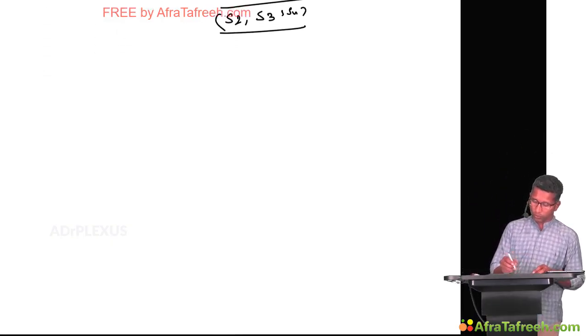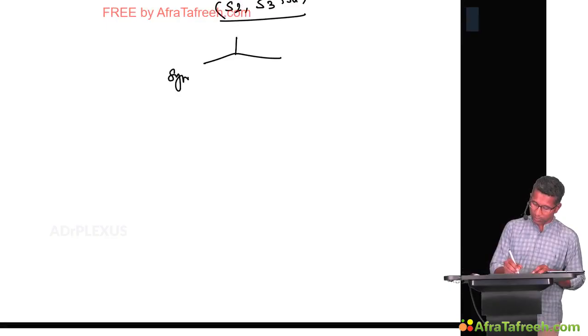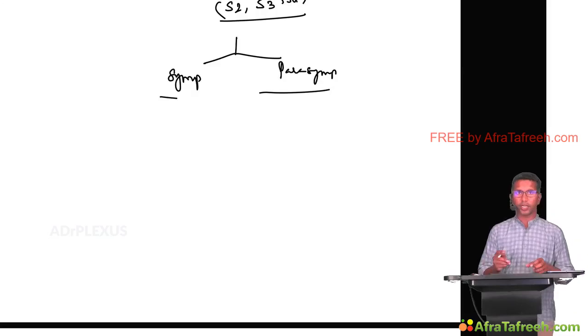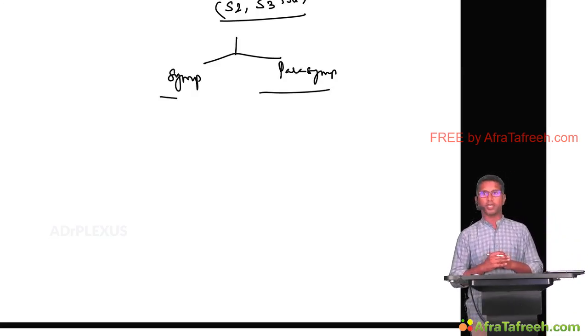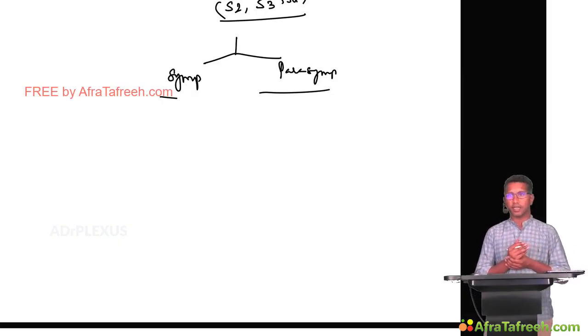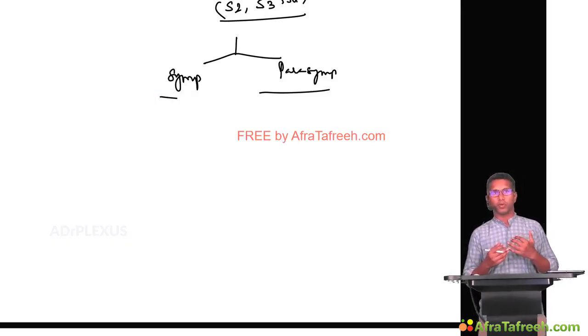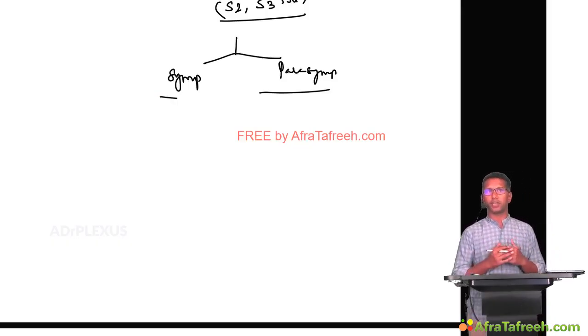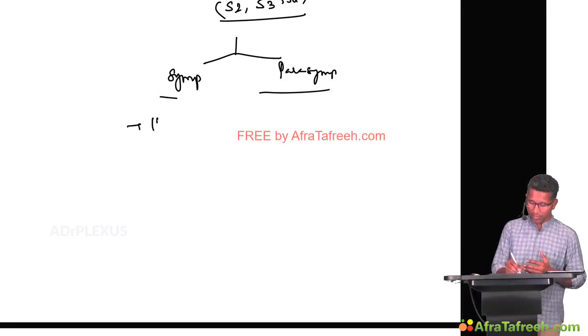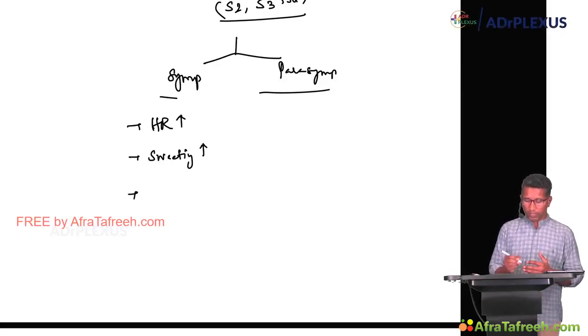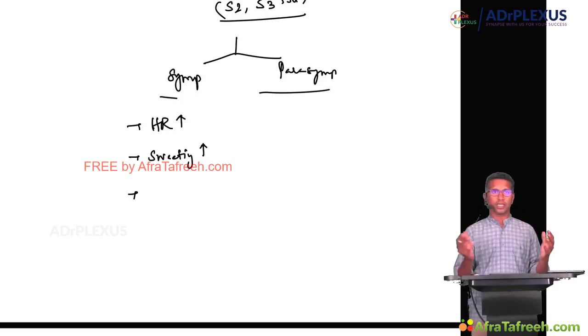Now you should know the difference between the sympathetic activity and the parasympathetic activity in the body. In my classes I usually give a simple example. Just imagine a dog is chasing you. Whenever a dog is chasing you, what are all the changes that happen in your body? That is sympathetic activity. When a dog is chasing you, your heart rate will increase. Your sweating will increase.